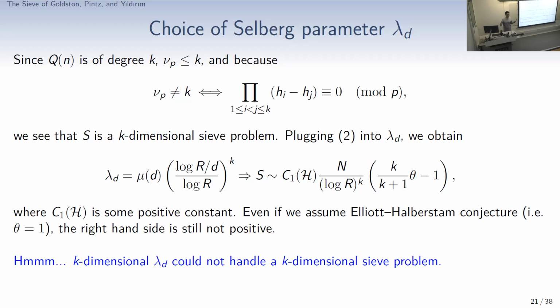One may consider that the whole method is a failure. However, GPY did not give up. They slightly modified the dimension of this lambda. Although the sieve question is a k-dimensional problem, we don't have to attack it by following the guideline of using the k-dimensional sieve. There isn't really a strict rule for that, and we don't really know that this is the optimal version of the lambda that can be plugged into the GPY sieve.